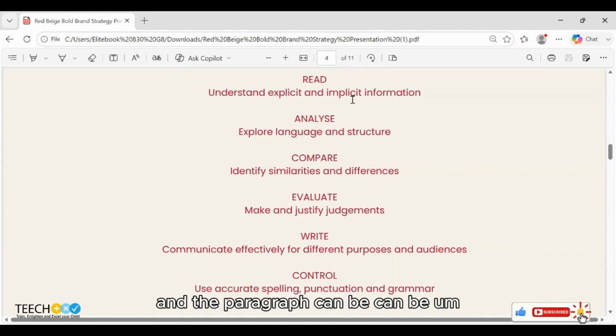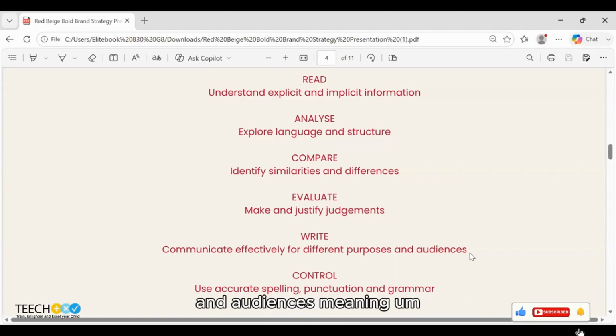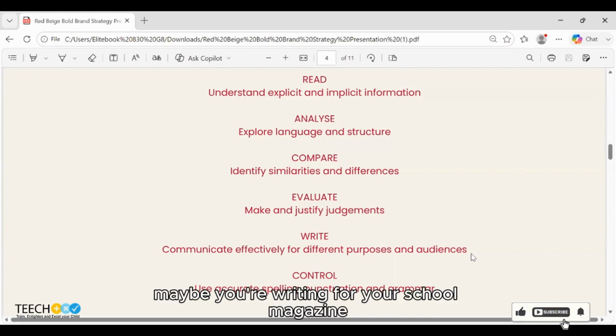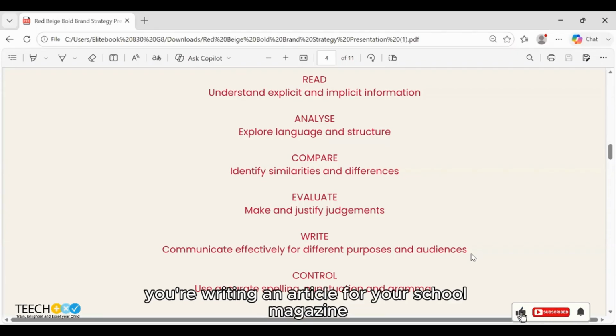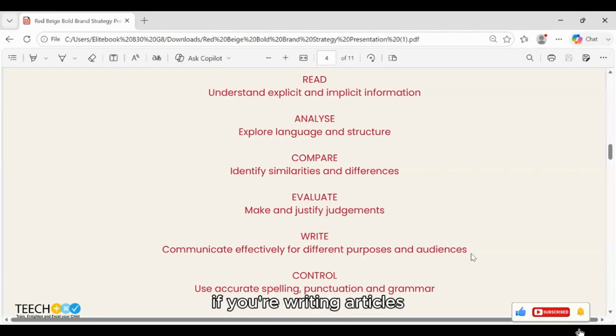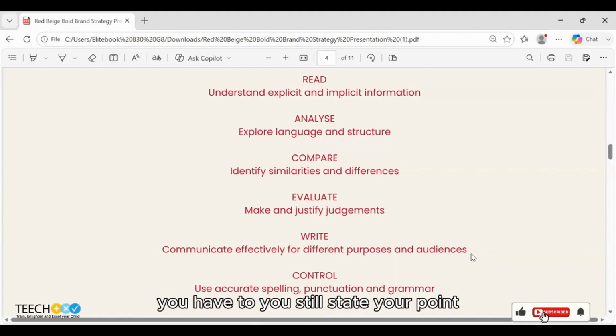And PEEL paragraphs can be applied to analyzing, comparing, evaluating, and even communicating effectively for different purposes and audiences. Maybe you're writing an article for your school magazine. If you're writing articles, you're basically trying to state your point of view. You still state your point, you still state evidence, you still explain, you still link.